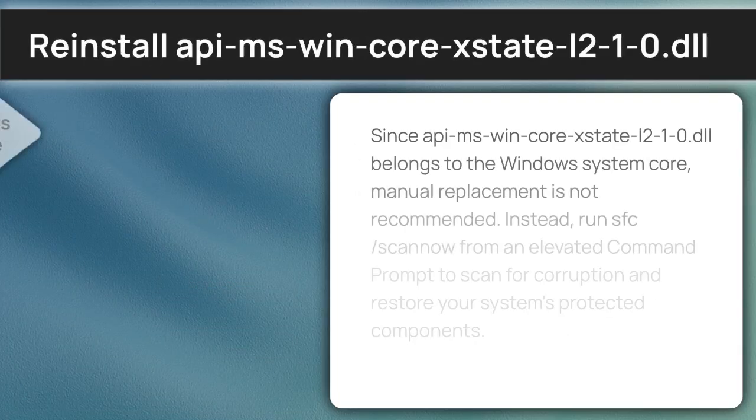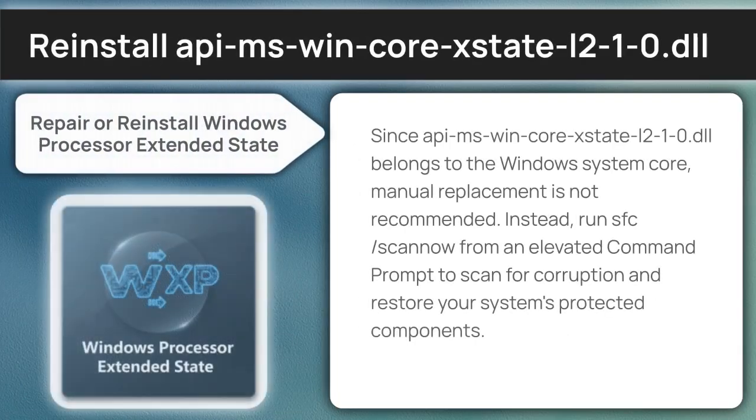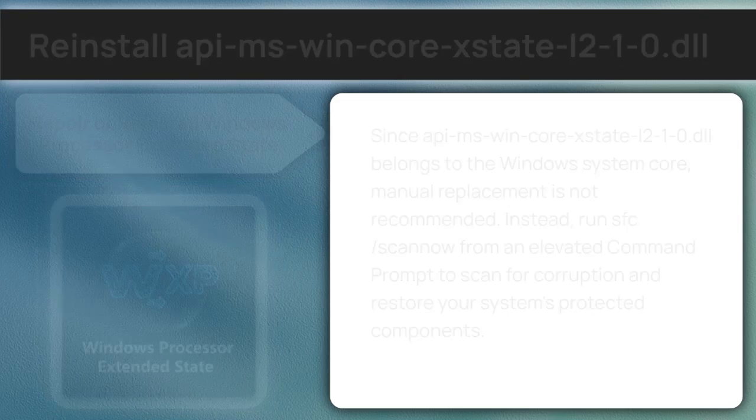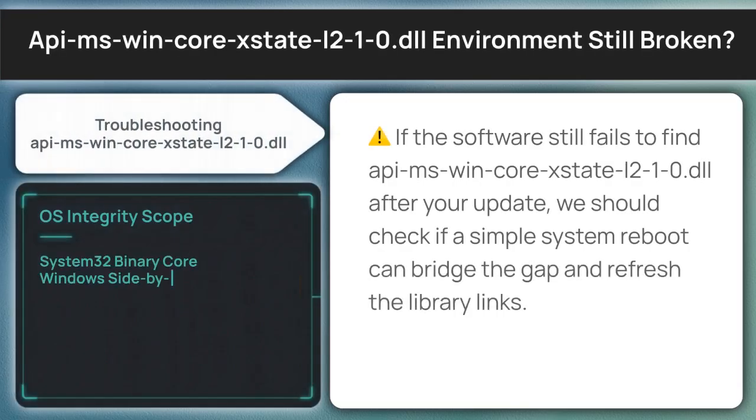Since WinCore XState DLL belongs to the Windows System Core, manual replacement is not recommended. Instead, run sfc /scannow from an elevated command prompt to scan for corruption and restore your system's protected components. If that initial setup didn't clear the pop-up, let's examine the specific initialization sequence assigned to your application's directory.